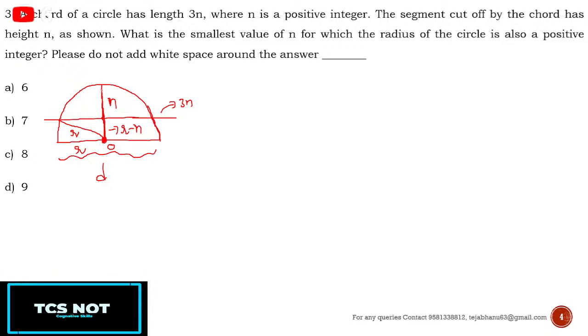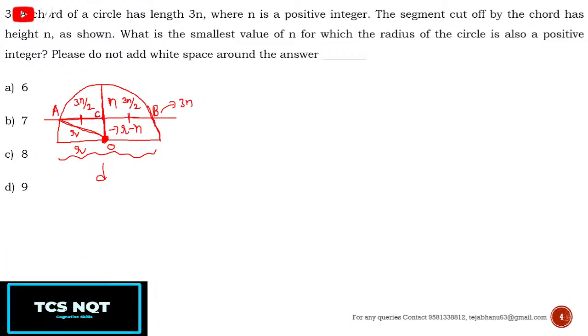As we know, this center divides this chord into two equal halves. This will become 3n by 2 and this is also 3n by 2. Let us take the chord of length AB. The chord is of length AB. And let us consider this point as C.